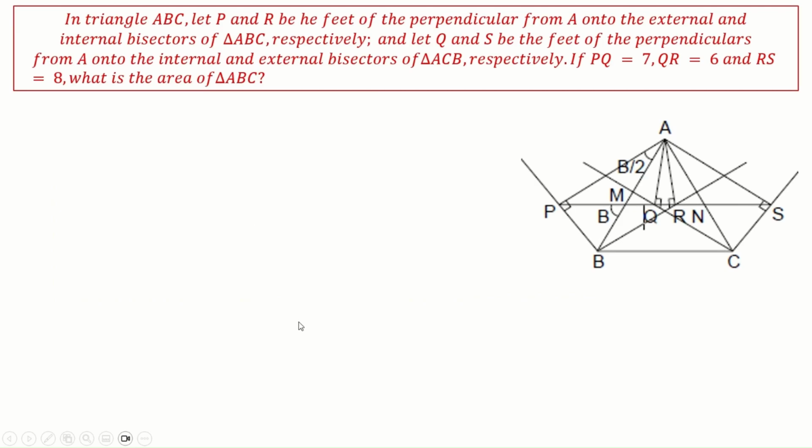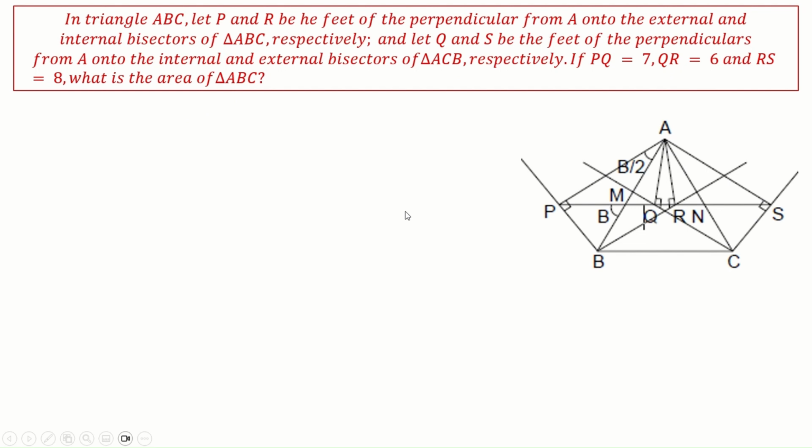The first question is: in a triangle ABC, let P and R be the feet of the perpendiculars from A onto the external and internal bisectors of angle ABC respectively. Let Q and S be the feet of the perpendiculars from A onto the internal and external bisectors of angle ACB, respectively. If PQ, QR, and RS are given, what is the area of triangle ABC?